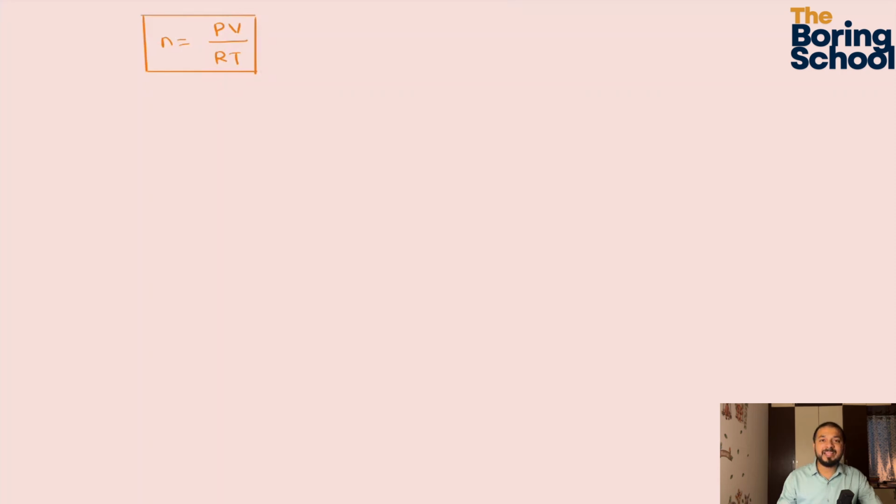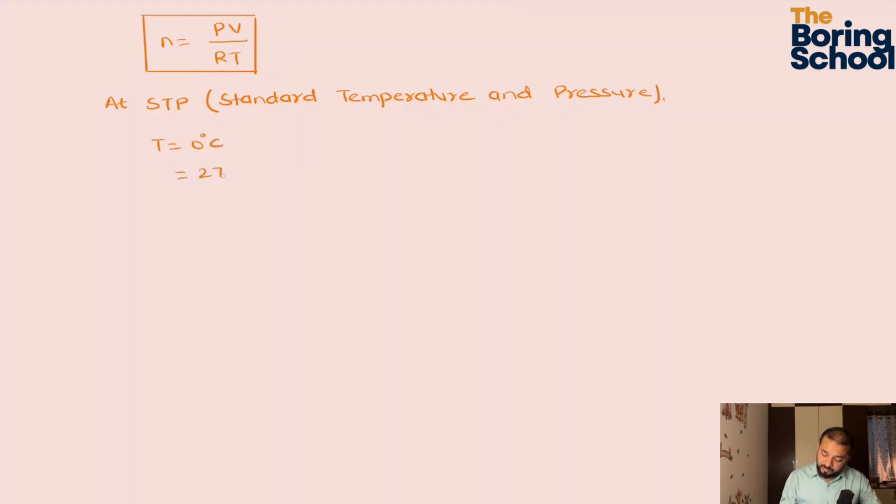Now, if I'm having any specific condition, like in chemistry we talk about STP condition. So let's first understand what is STP condition. STP stands for standard temperature and pressure. At STP condition, temperature is equal to 0 degree centigrade, which is equal to 273.15 Kelvin, and pressure is equal to 1 atm. This is the pressure and temperature at STP condition.